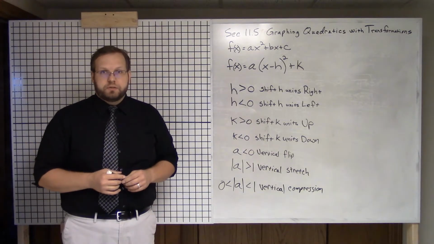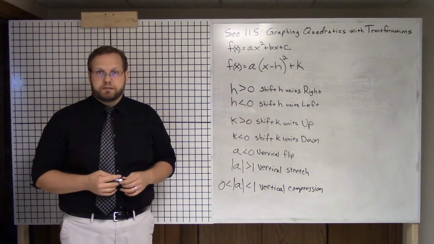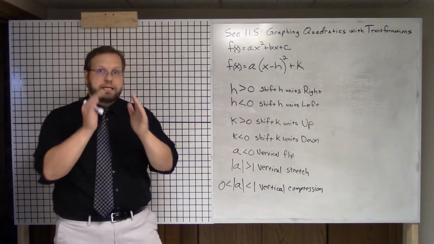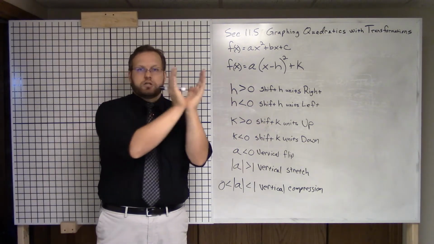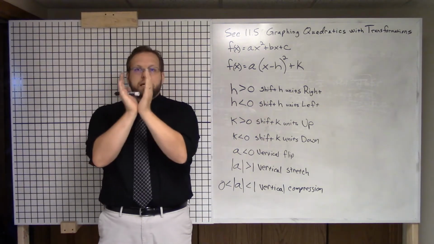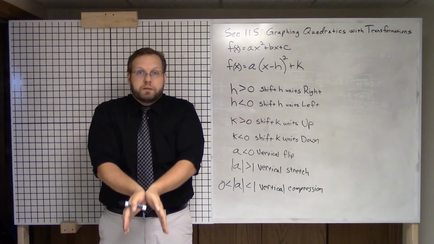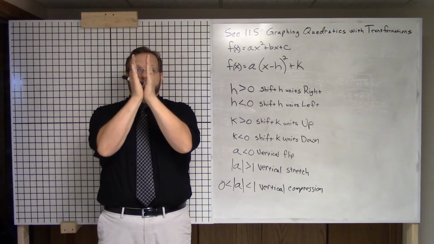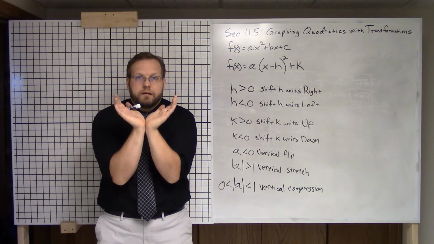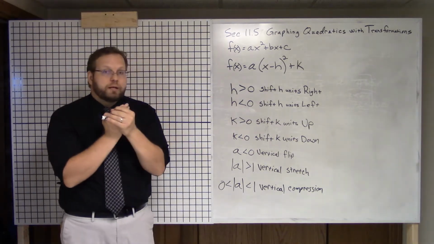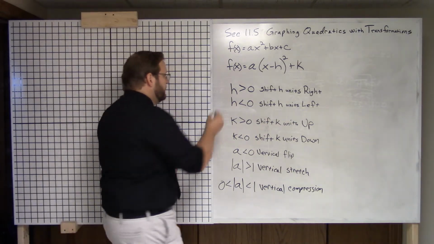That's what those letters, those variables, will be telling us. Again, h is taking this general quadratic, shifting it like this. The k value, shifting it like this. The a value can flip it, it can stretch it, it can compress it. Okay? Now the other thing I want to point out here is, notice the h.